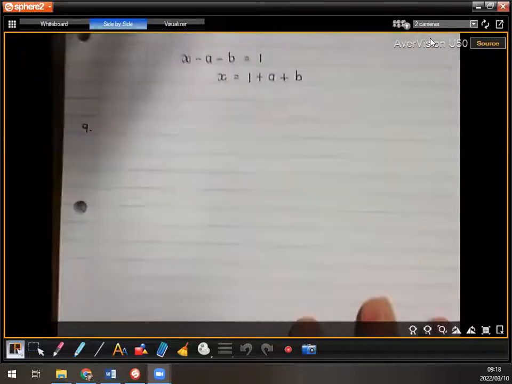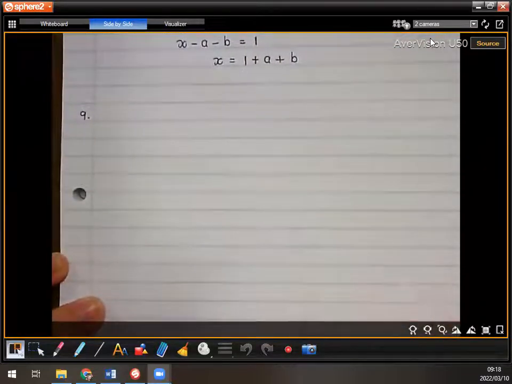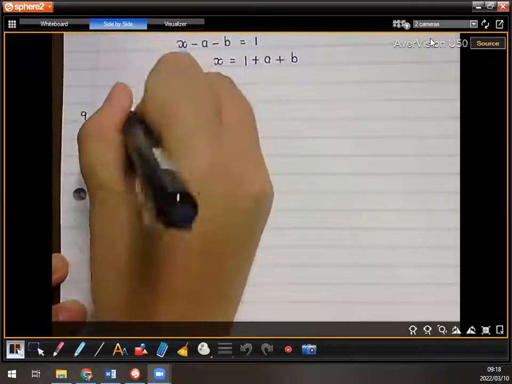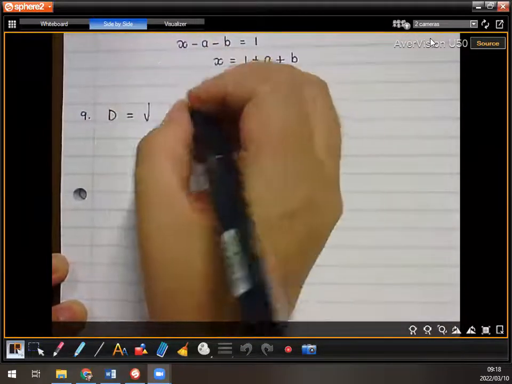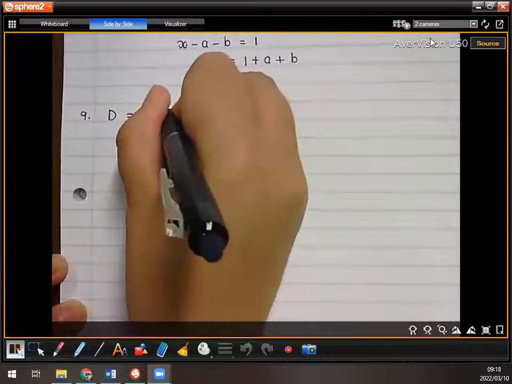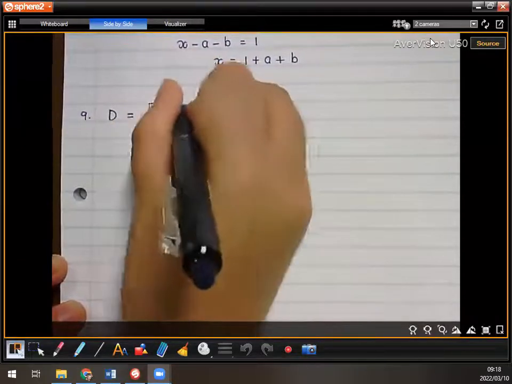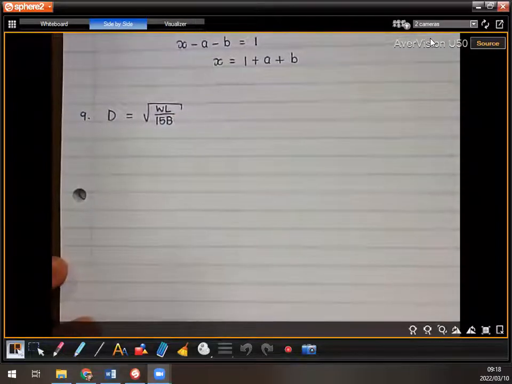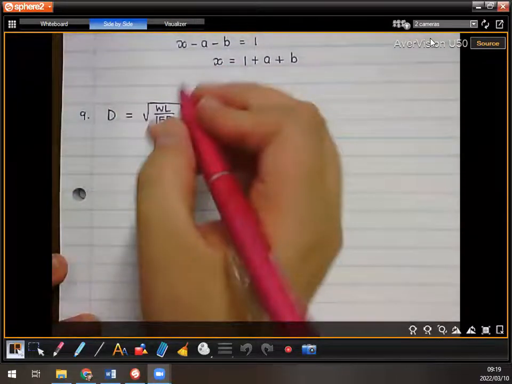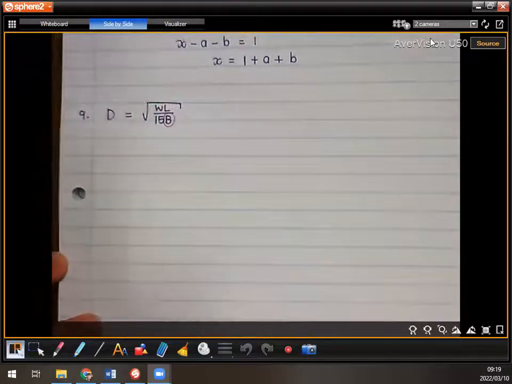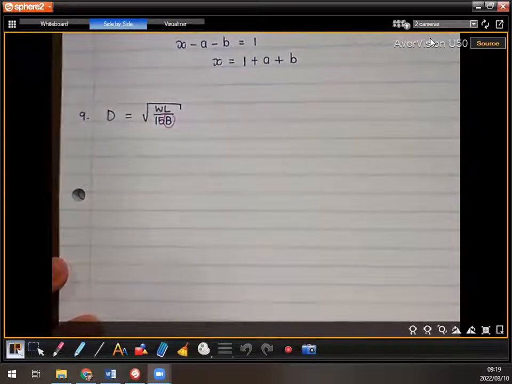I'll get there soon. All right, for number 9, let me just quickly show you what you have to do. The equation was d equals the square root of WL over 15b, and they wanted you to make b the subject of the formula. So obviously we're going to have to get rid of the square root. Now you guys haven't done third equations yet. We only have to do that in grade 11.